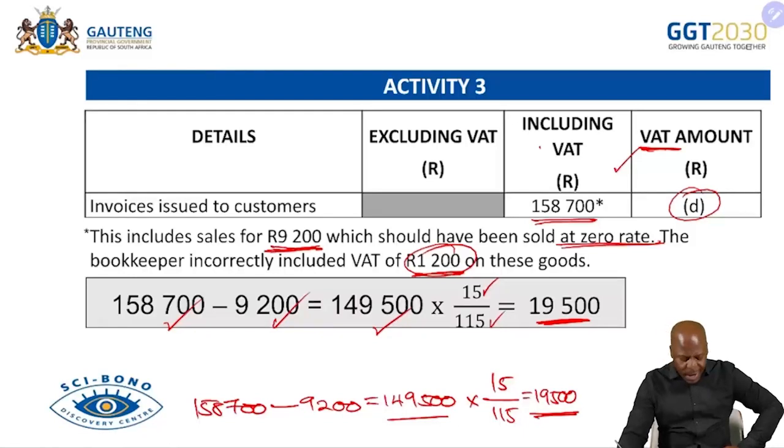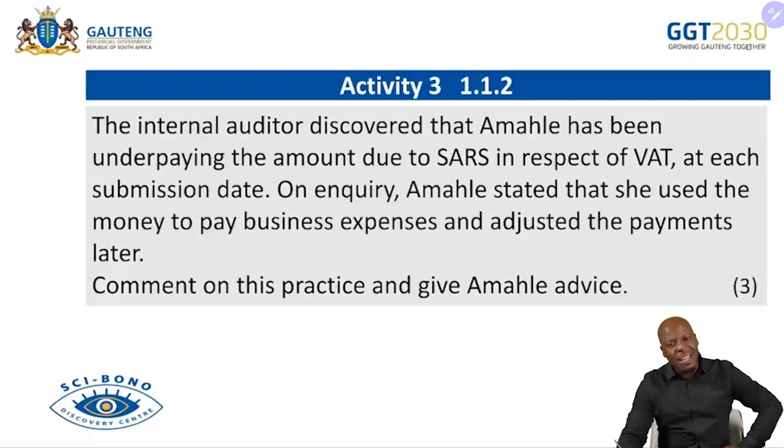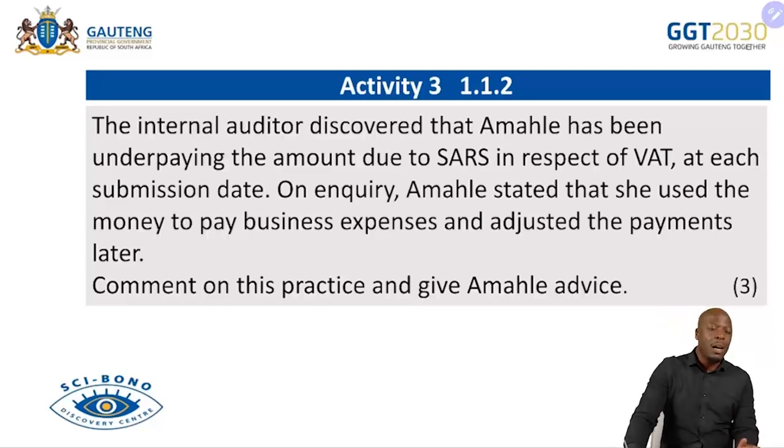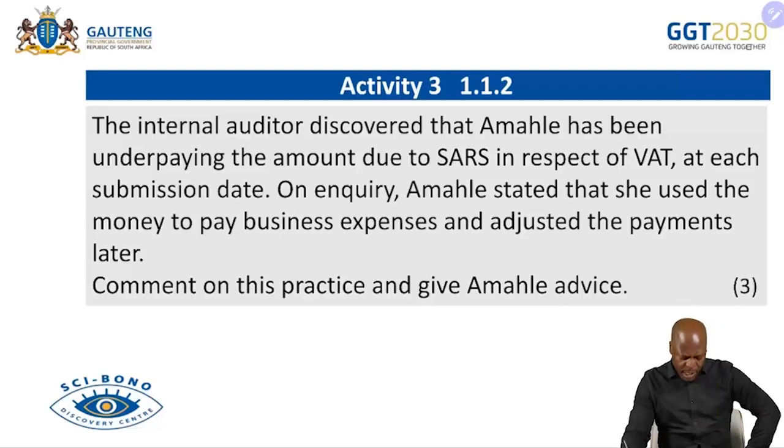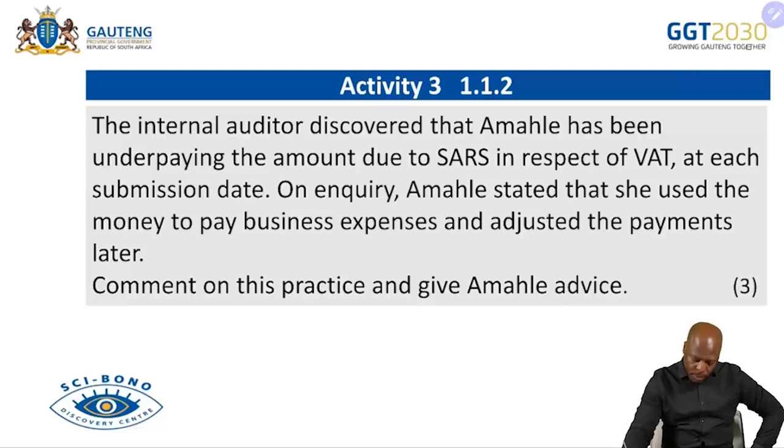Now, dear learners, this was a very exciting activity. But now you need to remember that when it comes to VAT, you also need to incorporate internal control as well as ethics. And then here we have a question which says, the internal auditor discovered that Amahle has been underpaying the amount due to SARS in respect of VAT at each submission date. Upon inquiry, Amahle stated that she used the money to pay the business expenses.